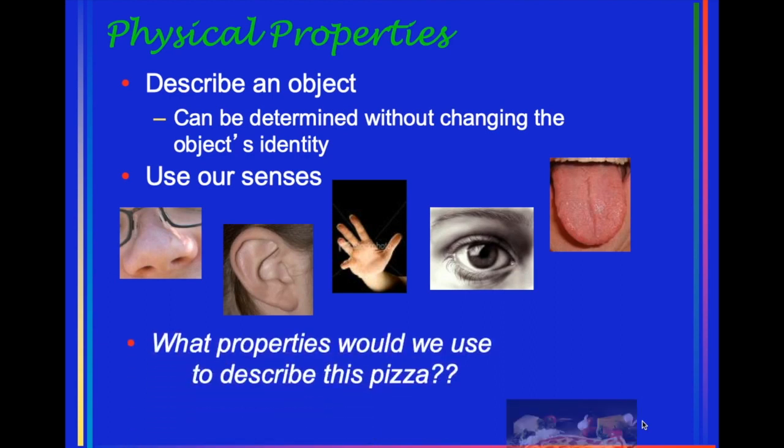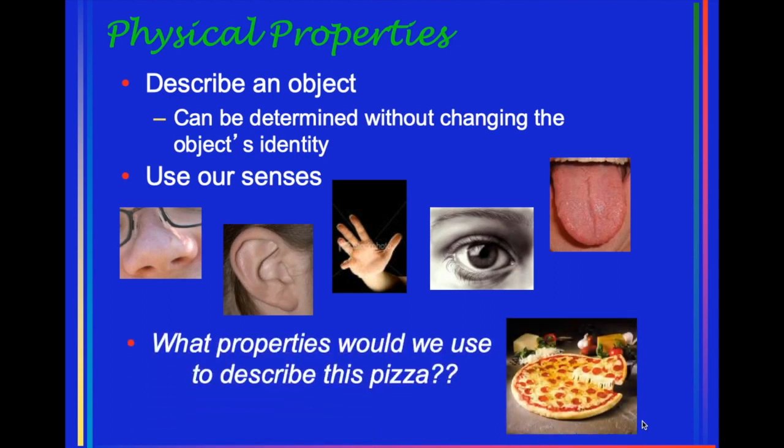So, for example, imagine this pizza was sitting in front of you. What properties would we say? Well, you might say that it smells spicy or cheesy. You might hear it sizzling if it just came out of the oven. If you feel it, it might be hot. It might be kind of slimy a little bit because of the cheese and the grease. It looks round. It's orange and red. It tastes salty, spicy, those kinds of things. So those are all things we can use to describe an object.